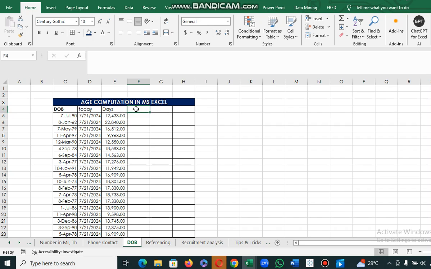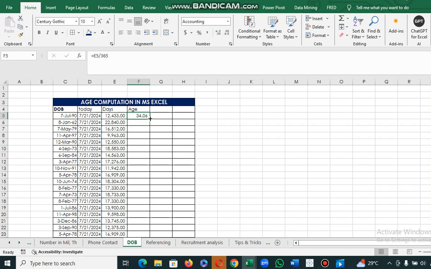So with these, we can compute the number of months, the number of years they have spent. But since our focus is to know their age, we can just go straight by dividing their total number of days spent by how many days make a year. 365 days make 1 year.